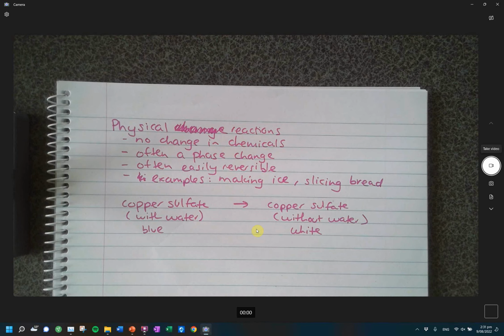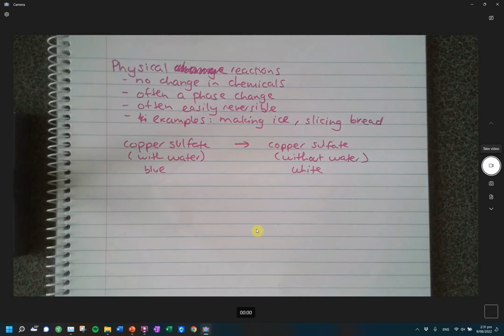The other type of reaction is a chemical reaction.